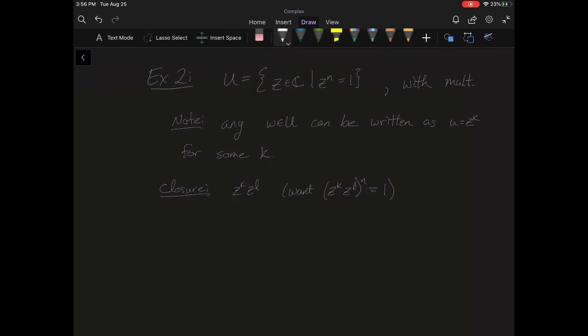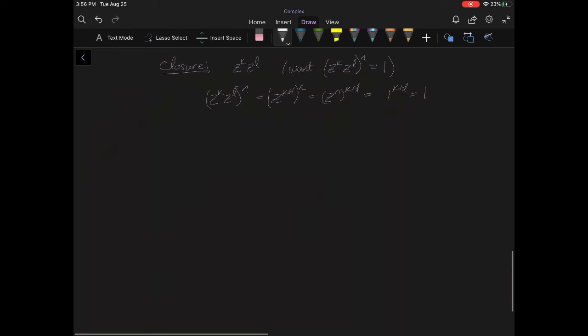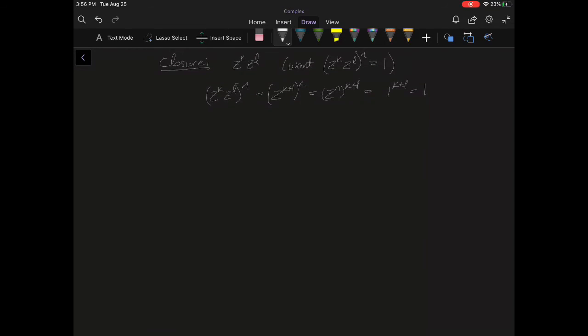So in order to do this, we're just going to take z to the k, z to the l, raise it to the nth power, and argue that we get 1 out of it. That's the same thing as z to the k plus l to the nth power. And since an exponent to an exponent is multiplication, we can just flip them, and we get z to the n to the k plus l, which by our property of U is 1 to the k plus l, which is 1. So it satisfies being in the set U.